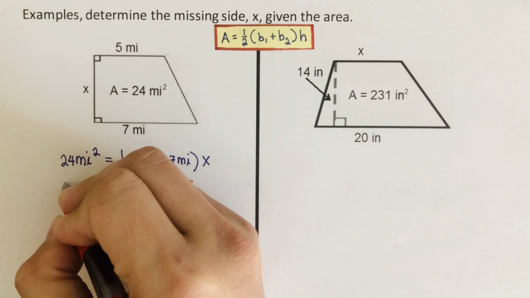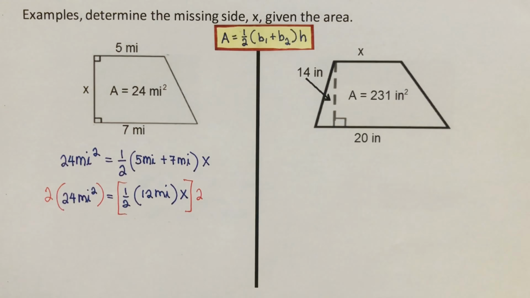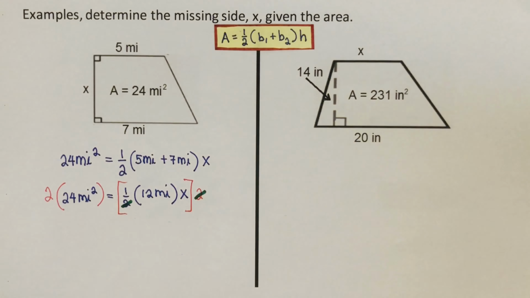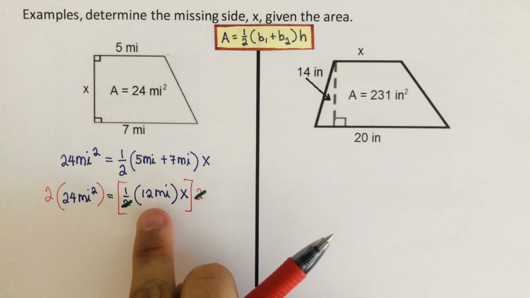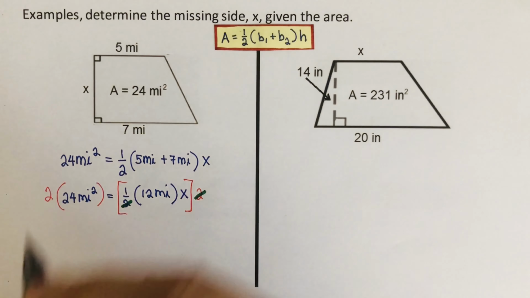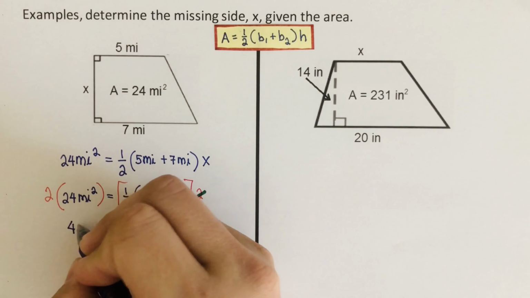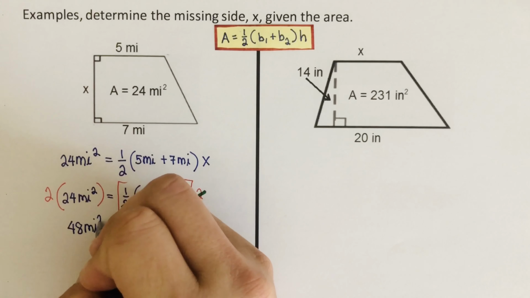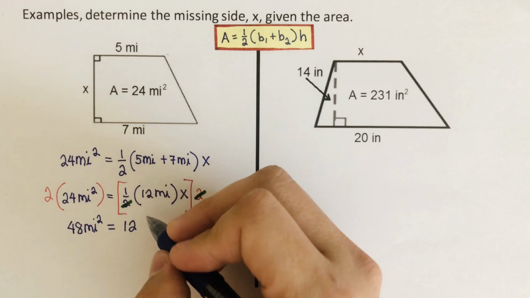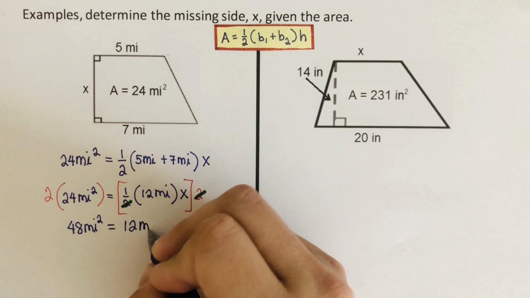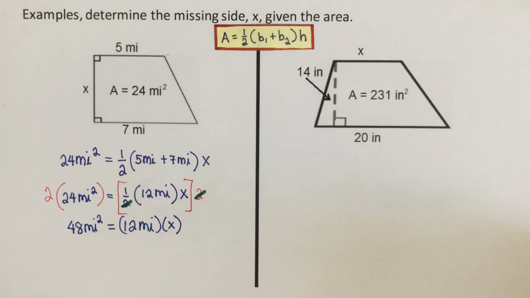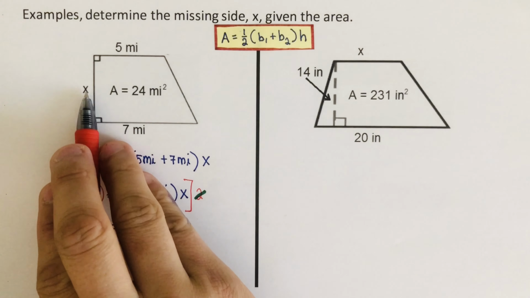Multiplying both sides by 2 would enable us to cross this 2 and 2 out. So we're left with just this part right here. So that would be 2 times 24 is 48 miles squared is equal to 12 miles times x. So we are supposed to solve for x. That's the one that we're looking for.